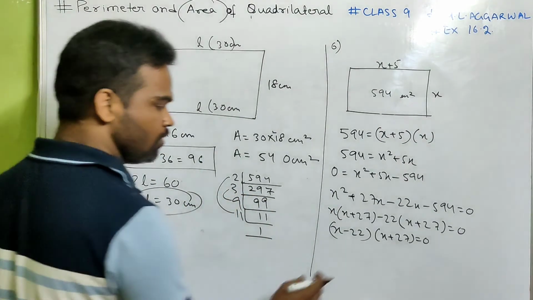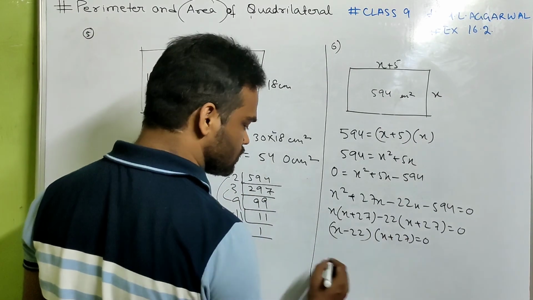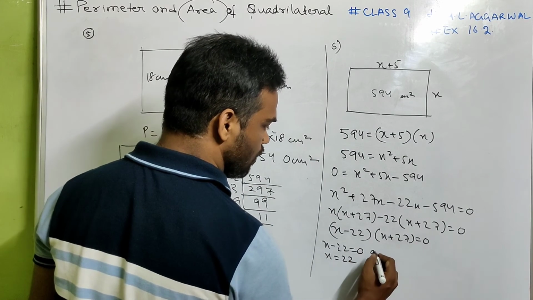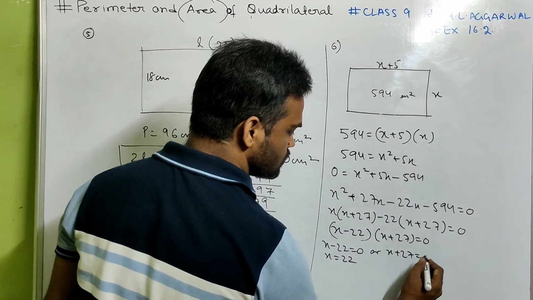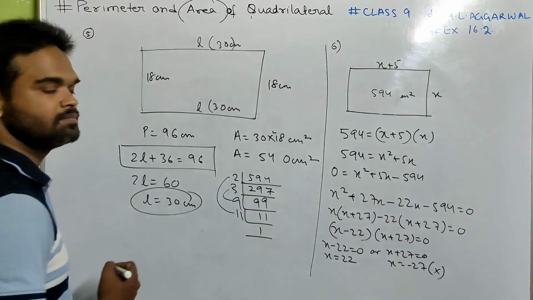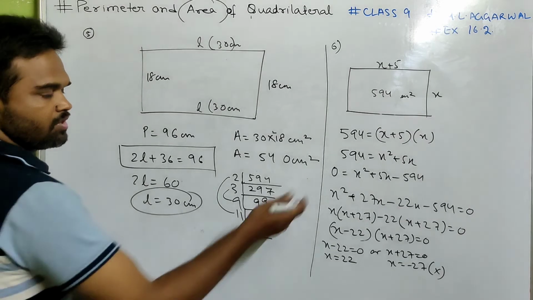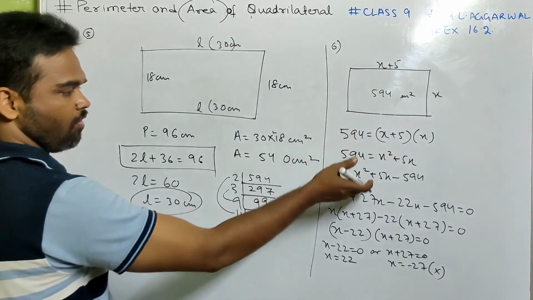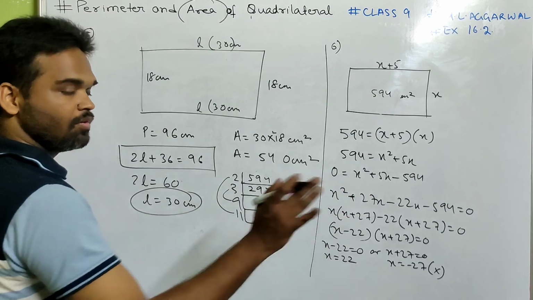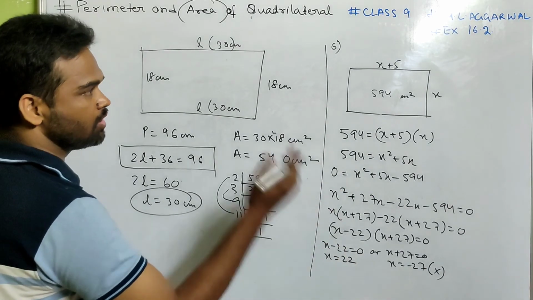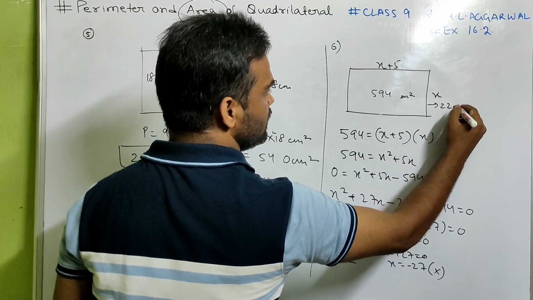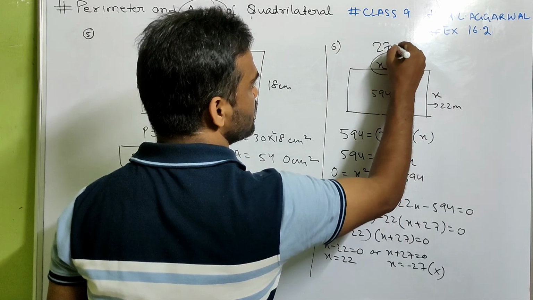Now by zero product rule we can say this equals to 0 or this equals to 0. So x minus 22 equals to 0, which means x is 22. Or x plus 27 equals to 0, which means x equals to minus 27. Not possible. We just use area equals to length into breadth. We form our quadratic equation, middle term factorization. We got the value of x. So x is 22. So your breadth will be 22 meter and this will be 27 meter.